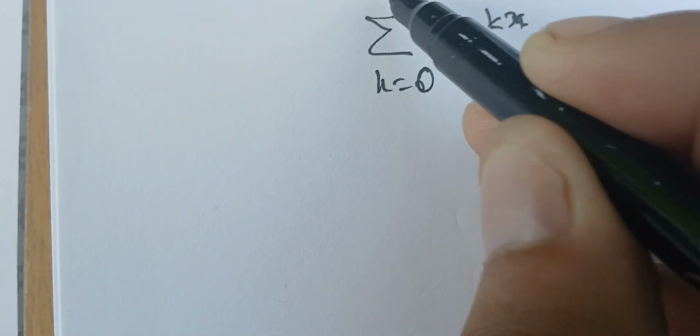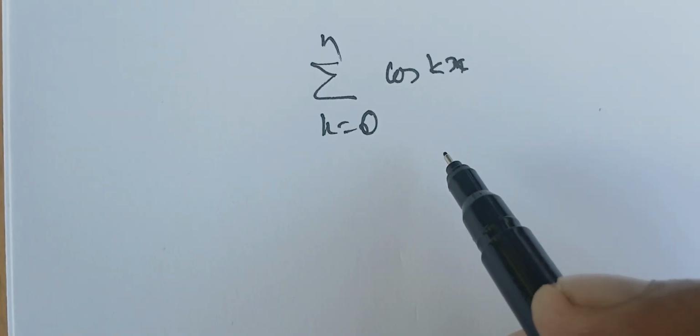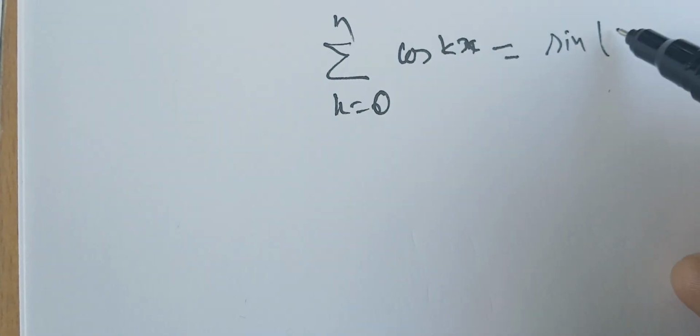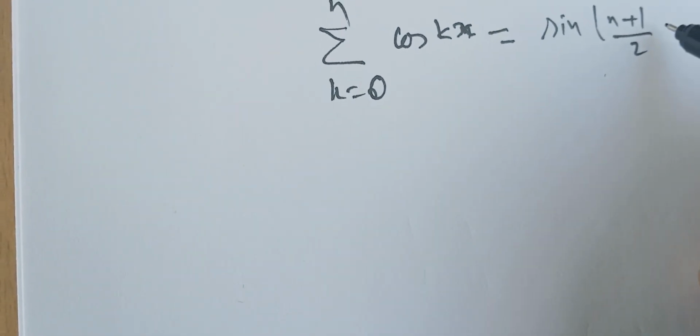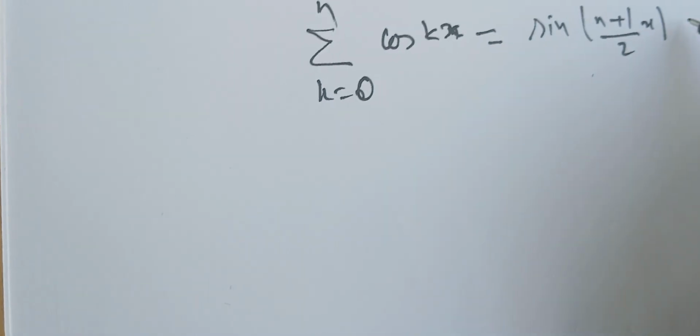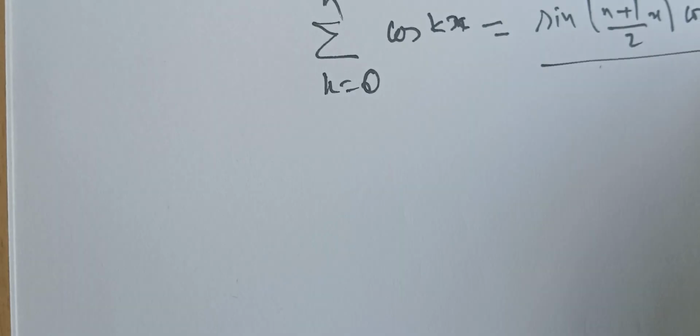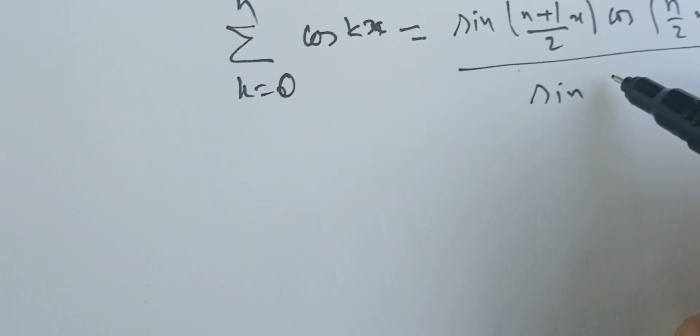Now let's find the following sum and prove it. We are interested in finding the sum of cosine kx, where k is going from 0 to n. We can prove that this sum is sine of (n plus 1)/2 x times cosine of n/2 x, everything over sine of x over 2.